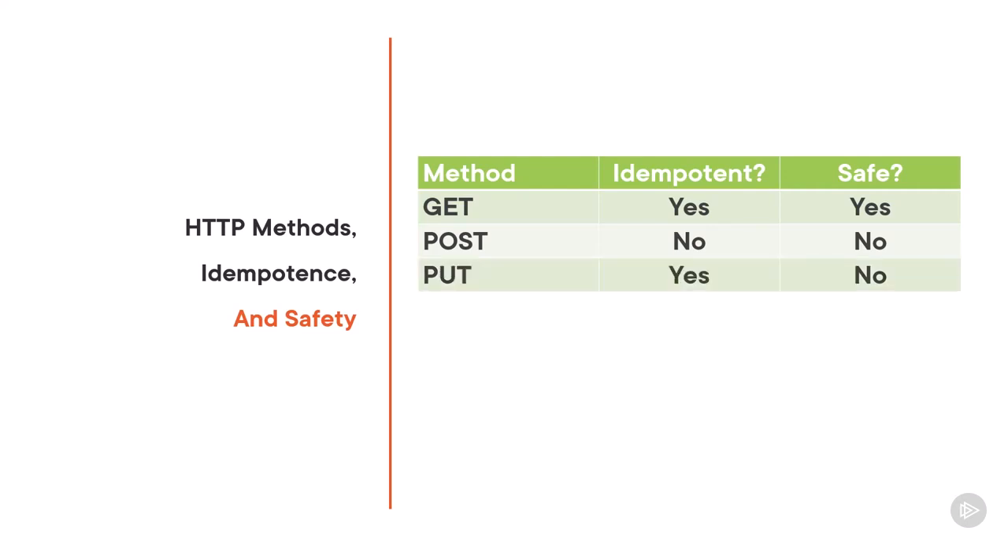PUT requests put the system into a specific state. Making the same PUT request once, twice, or many times should have the same impact on the system. But it does change state, so it's not safe. DELETE, like PUT, should yield the same system state whether the request is made once or more times. It changes state, so it's not safe.